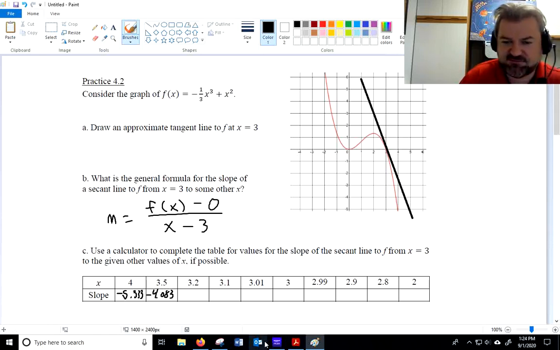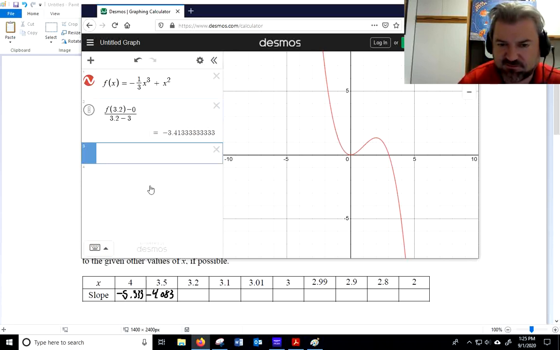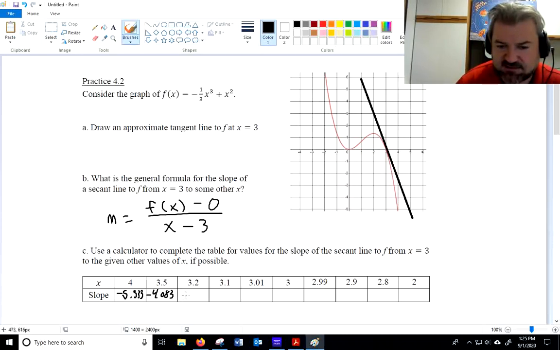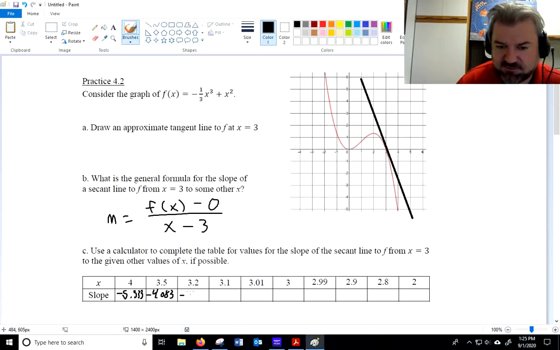All right, let's get the slope for 3.2. So we're just inching closer and closer and closer to x value 3. I get negative 3.4133333. So this one is negative 3.413.